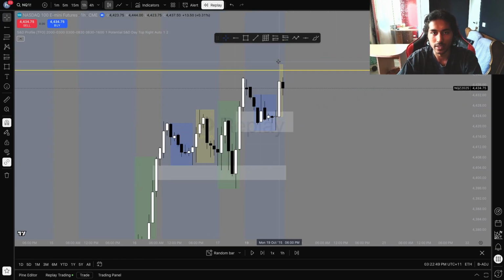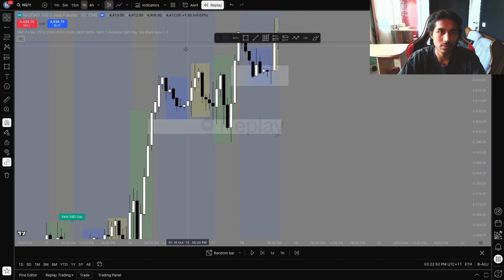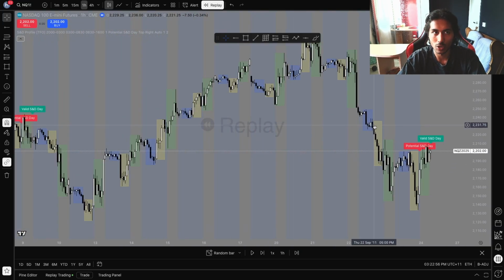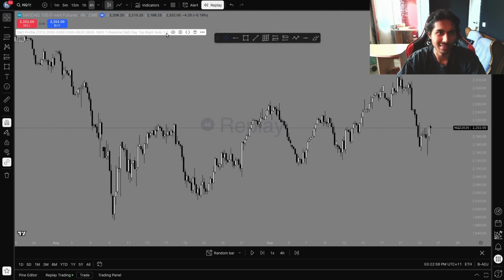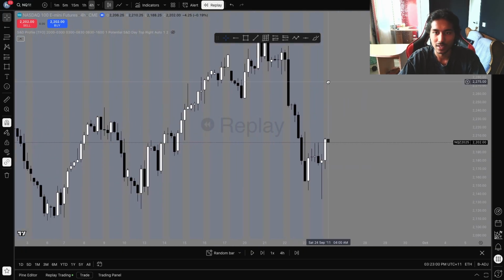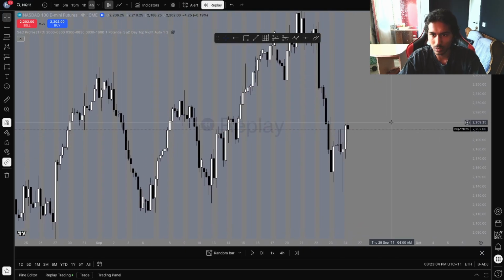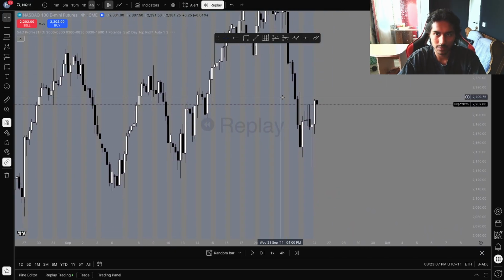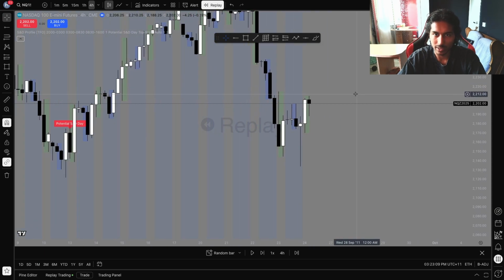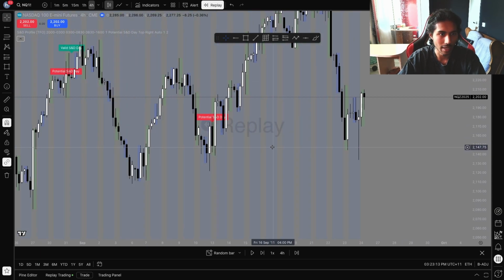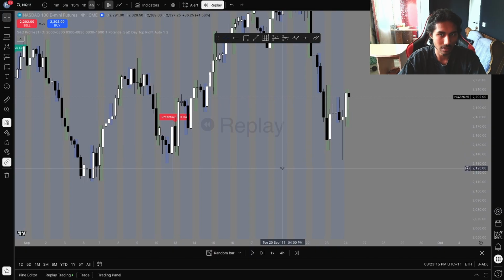All right, let's go for a different example now. Let's do select random bar again and see where the market drops us. I don't like this. Okay, no, let's cut that out. All right, this one is looking interesting to say the least. Session liquidity, first thing you open up, gaps. You can see gap here, no gaps here, nothing.